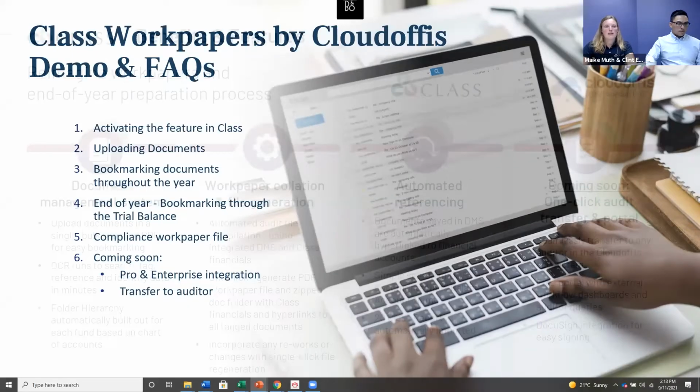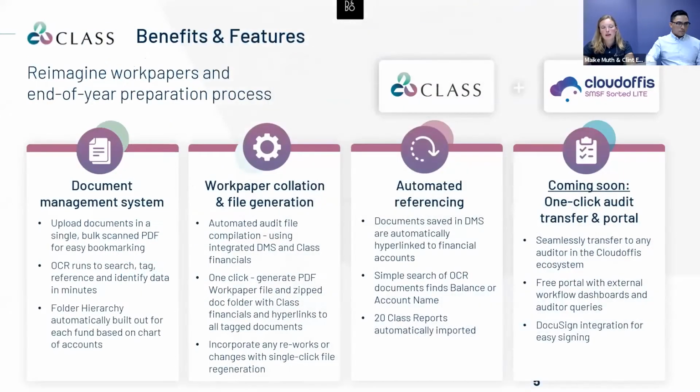And just to summarize, what we've just shown you is the benefits and features of the class Workpapers powered by Cloudoffis Sorted Lite. There's a document management system that allows you to upload documents in bulk, run the optical character recognition, and build up that folder hierarchy automatically based on the trial balance. It also allows you to collate your Workpaper file and generate that at the year end and send it to the auditor. And it also helps you with automated referencing.